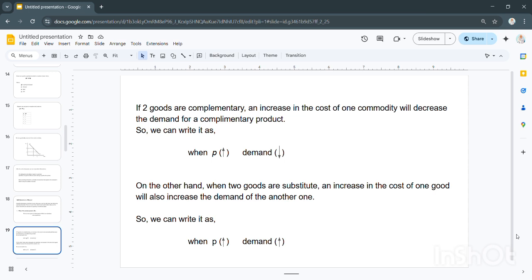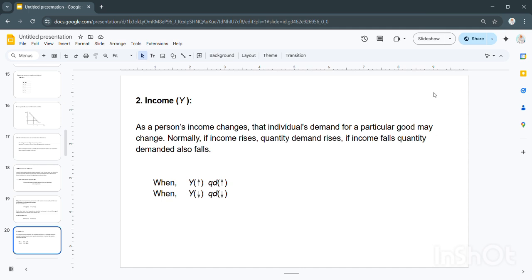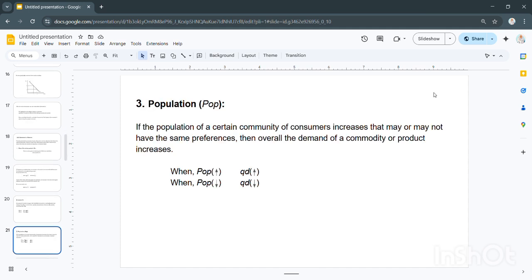It works like that. Okay. Now we'll talk about income. As a person's income changes, the individual's demand for a particular good may change. Normally, if income rises, quantity demanded rises. If income falls, quantity demanded also falls. That means we can say when our income increases, quantity demanded also increases. When our income decreases, quantity demanded also decreases.